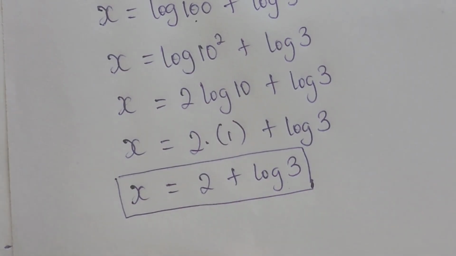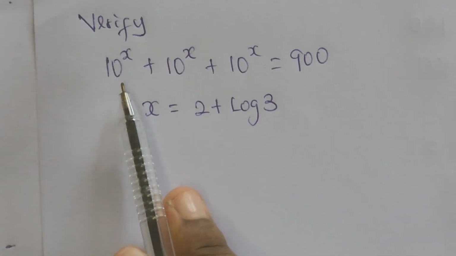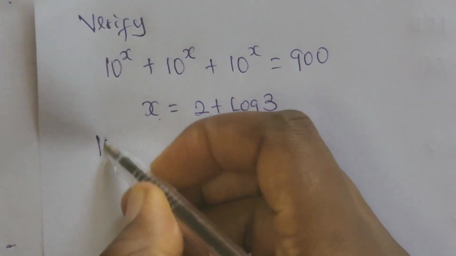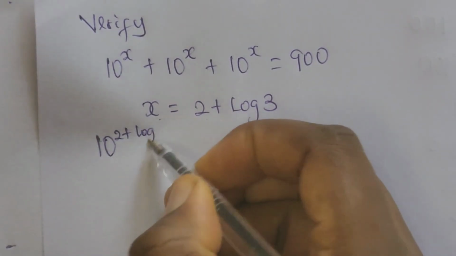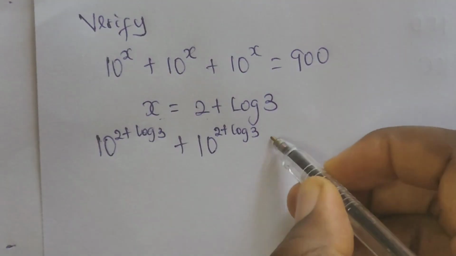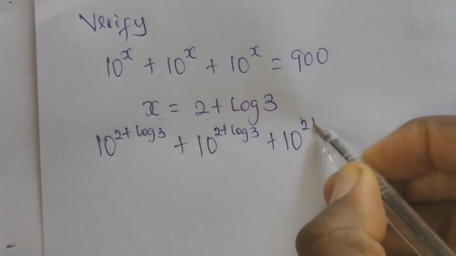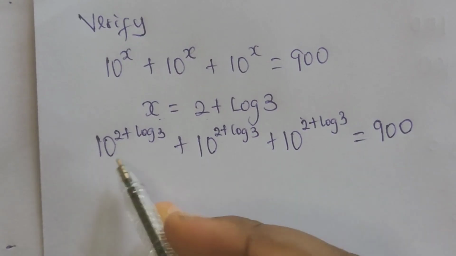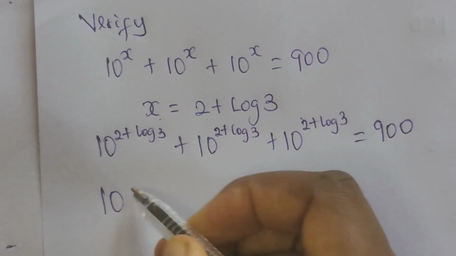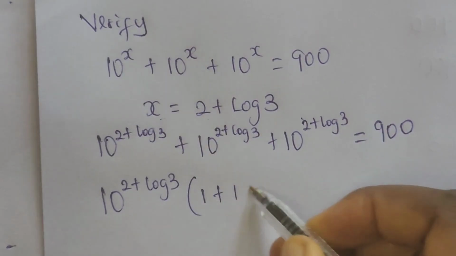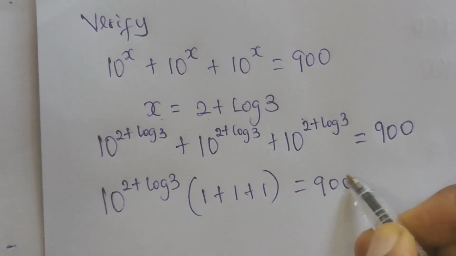So let's verify by inputting this value into the previous equation. So we want to verify our answer. We'll be inputting this value into here. So we have 10 to the power of 2 plus log of 3 plus 10 to the power of 2 plus log of 3 plus 10 to the power of 2 plus log of 3 equal to 900. So let's factor this out. We have 10 to the power of 2 plus log of 3 times 1 plus 1 plus 1 equal to 900.